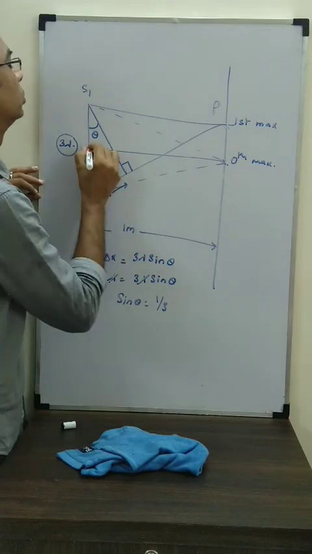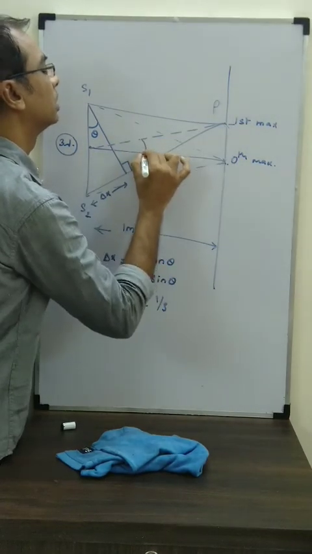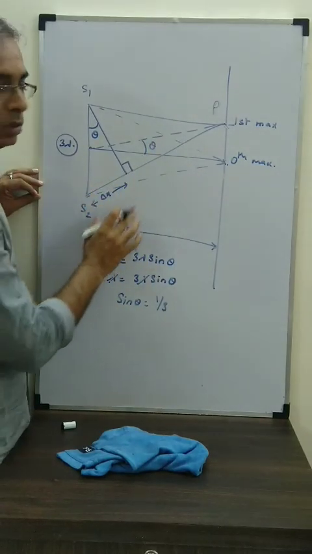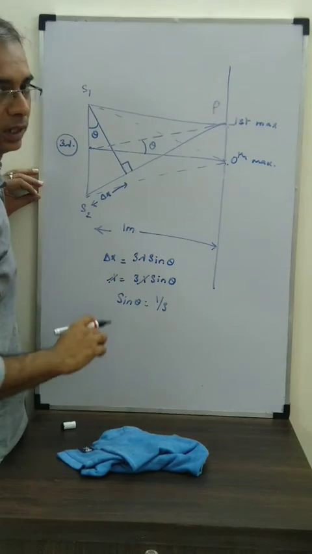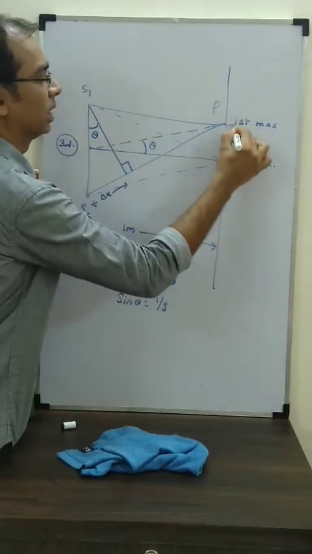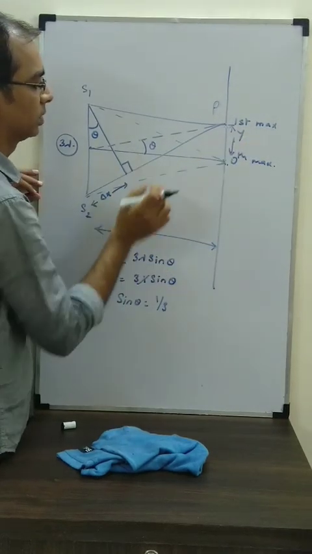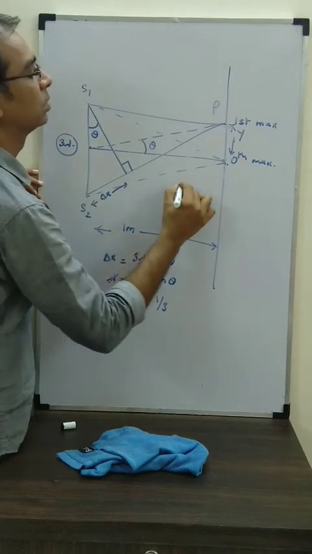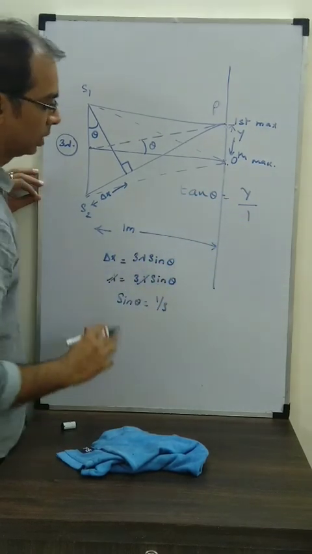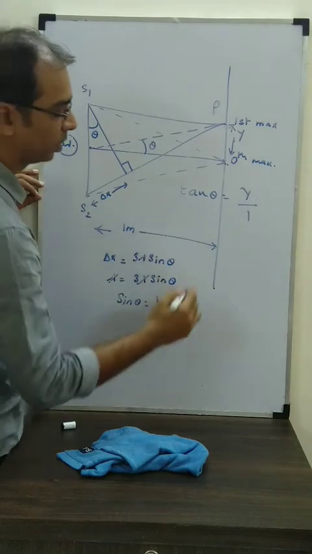Now, join this middle point with that point. Now, we know that this is also theta. I'm not trying to prove it, we have done it already. So, I'm taking directly this as theta. Now, see in this triangle, if I take this as y, then tan theta is equal to y by this, which is 1 meter. So, tan theta is equal to y by 1. Sin theta is 1 by 3. Tan theta I can find. What will be tan theta?